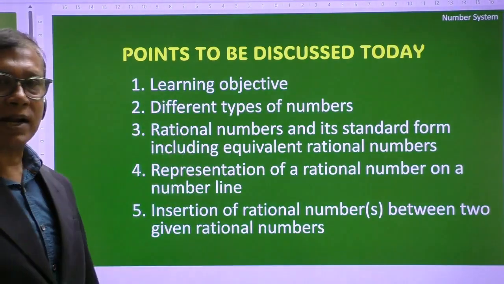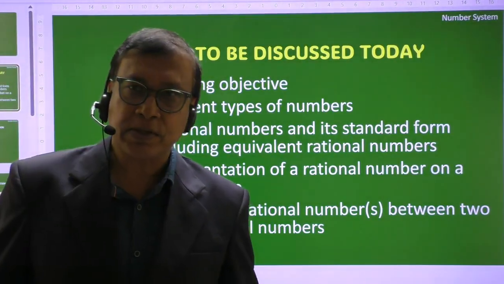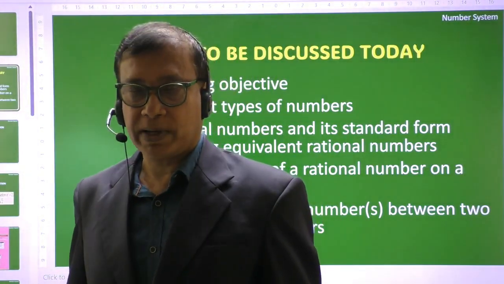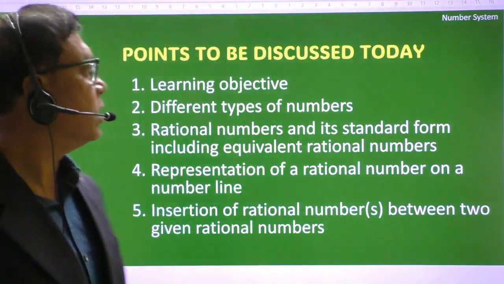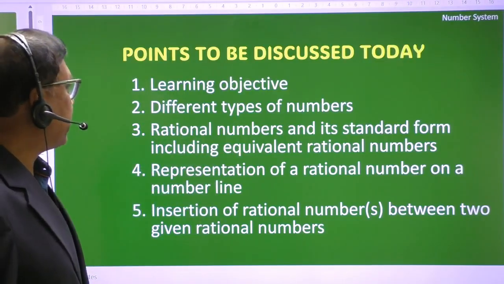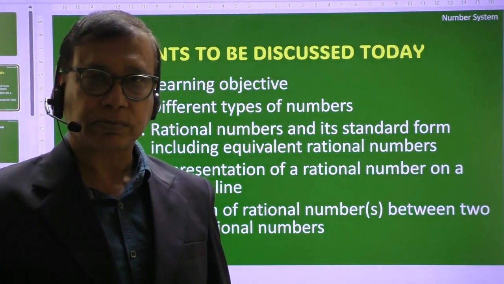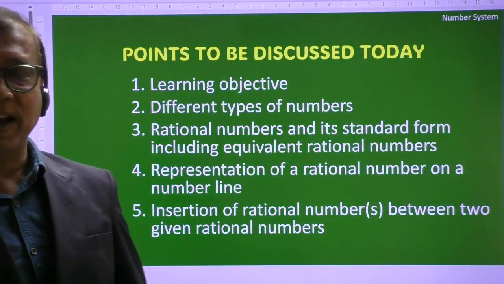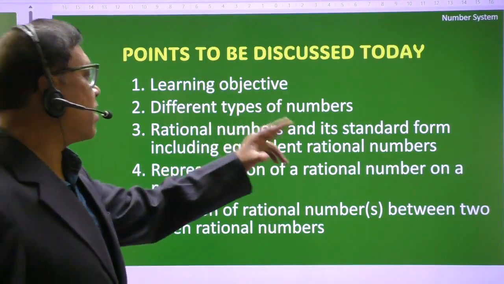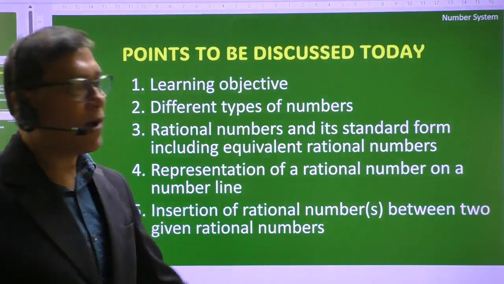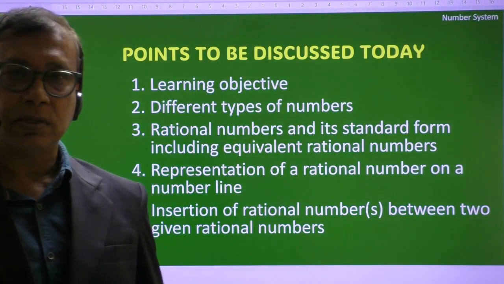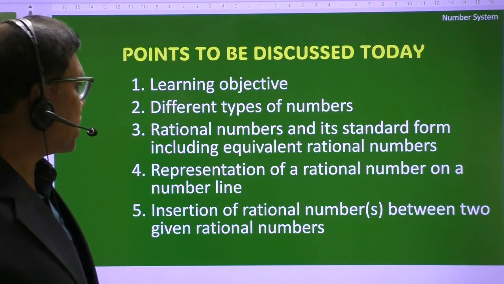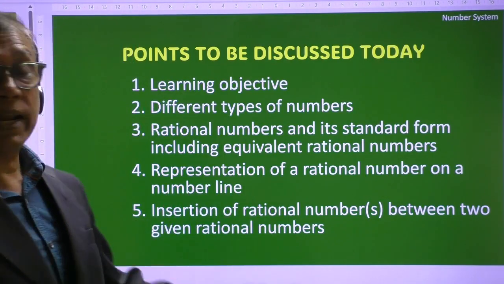First point is learning objective. That means why we will learn this topic. Is it clear? Second point, different types of numbers. Third point, rational numbers and its standard form, including equivalent rational numbers. This is our third point. Now fourth point, representation of a rational number on a number line.